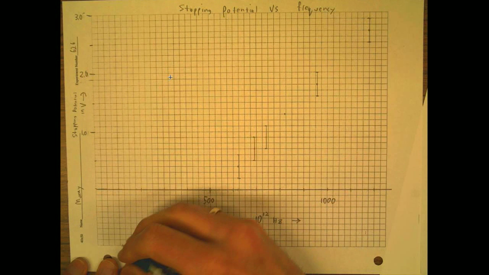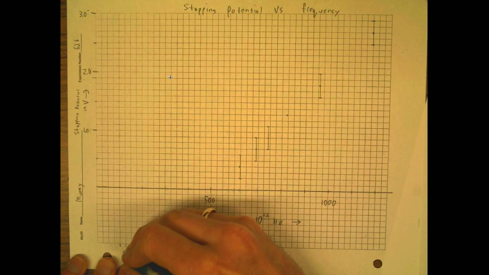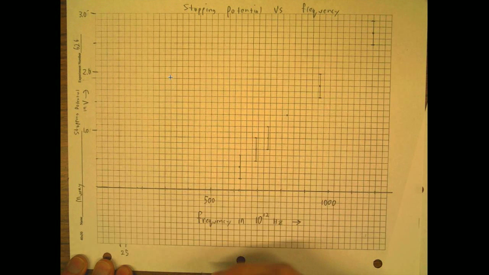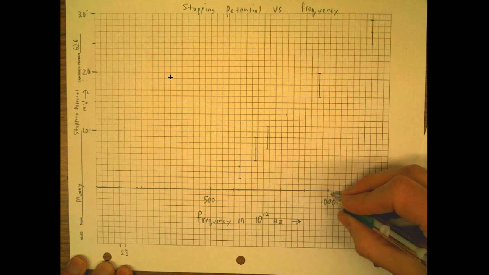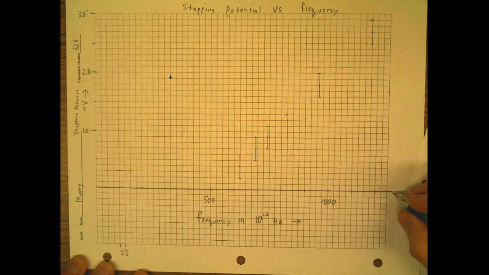Okay, every square here is 25. Okay, 25 times 10 to the 12th hertz, right? Okay, so that makes every 4 squares 100. There's 500, 1,000, and then the end here is a little bit more than 1,200. Okay, and that works out really well.